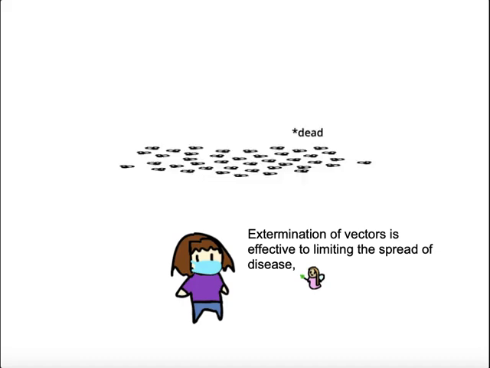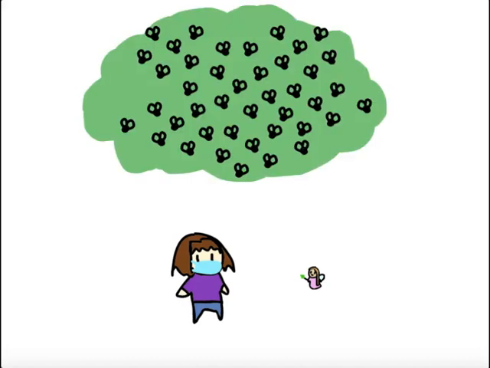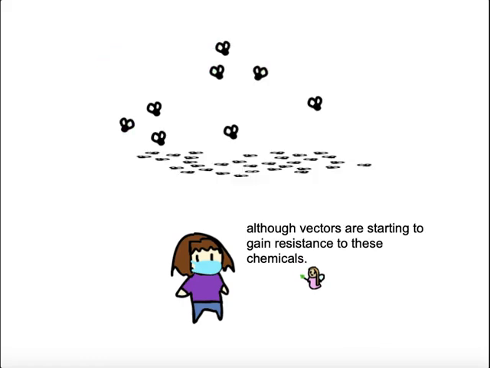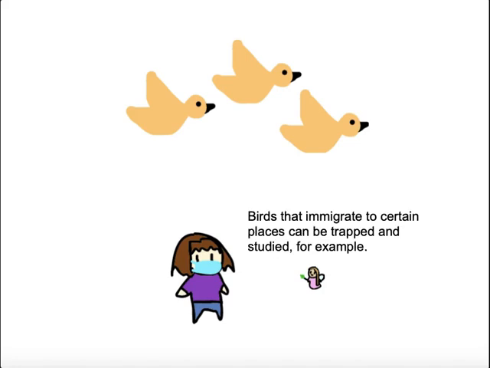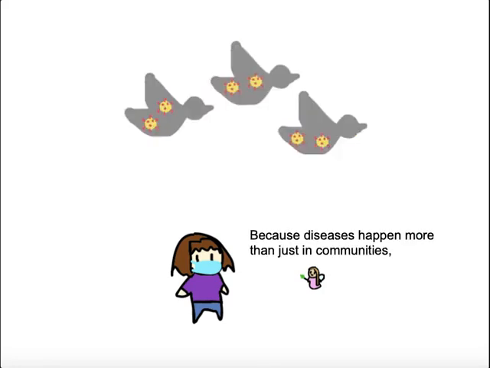Extermination of vectors is effective in limiting the spread of disease, although vectors are starting to gain resistance to these chemicals. Community interactions can also be exploited in order to control vectors. Birds that immigrate to certain places can be trapped and studied. For example, because diseases happen more than just in communities, we will need an ecosystemic viewpoint.